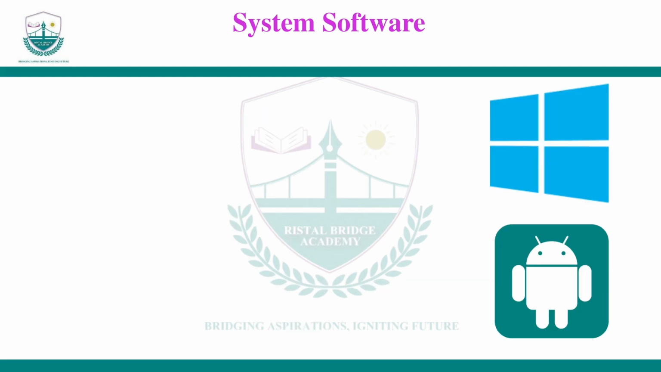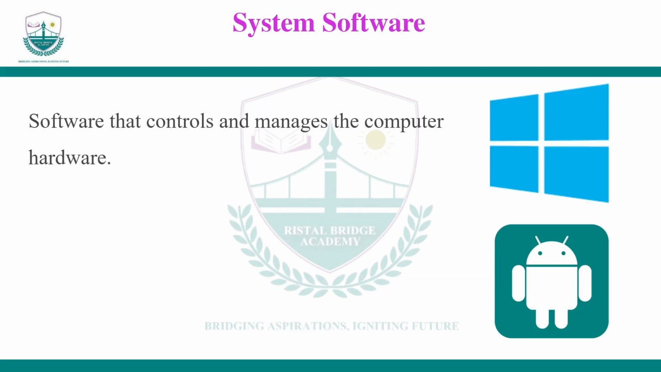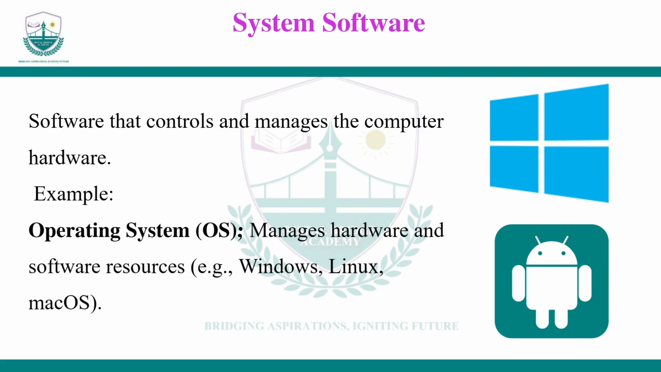We start with the system software. System software runs the hardware and basic operations. Examples: operating systems like Windows, macOS, and Linux. Without the operating system, your computer can't even start. It's like the manager that coordinates all computer operations. So we see that computers operate under different operating systems. For example, the iPhone operating system is iOS, and computers like HP, Dell, Lenovo, they use Windows as the operating system.